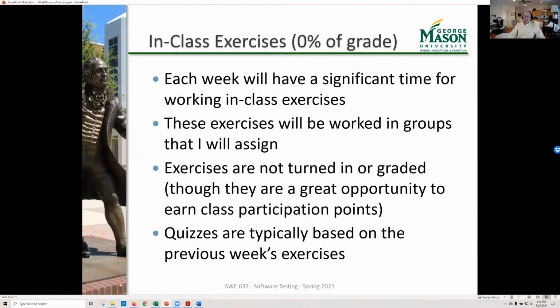We're going to work these assignments in groups. I'm going to be assigning the groups, which, if you're here with a bunch of friends and you're like, I really want to work with all my friends, nope, I'm going to switch it up and you're going to work with some new people. These are not turned in, they're not graded. You will have an opportunity to talk about what your answers were at the end of class. And the quizzes, of course, are typically based on this. So doing the class exercises usually puts you in a pretty good spot for quizzes.